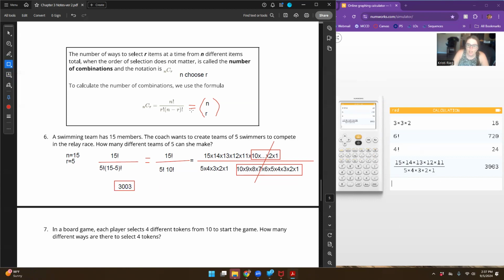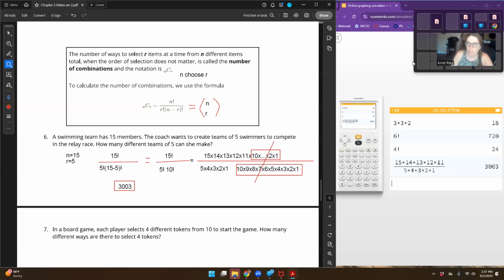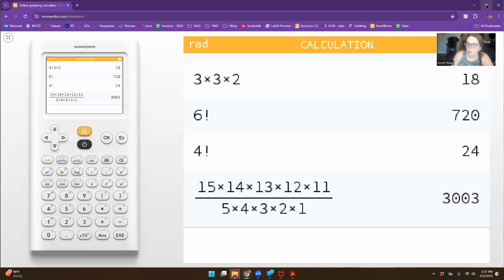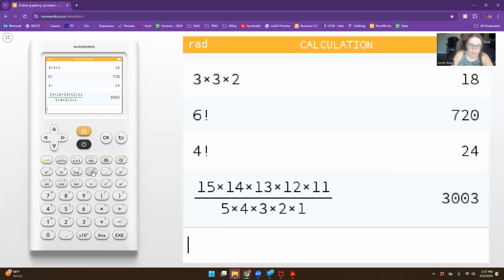So we are going to use this N choose R button. If you have this calculator, I'm going to show you, it's going to look like this. If you have a graphing calculator at home, like a TI, it probably looks more like this, under the probability menu, or on a scientific calculator. Just like the factorial, let me know if you can't find it. Okay, so here we want N choose R, 15 choose 5.